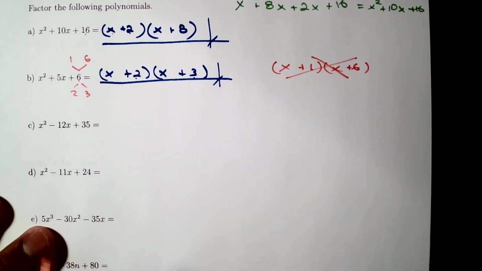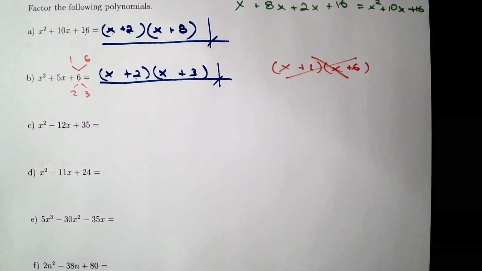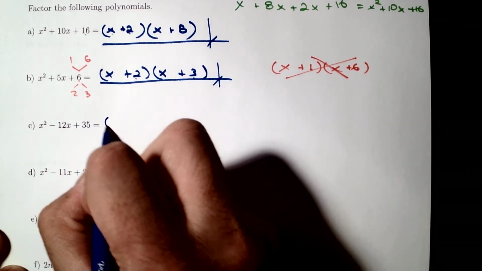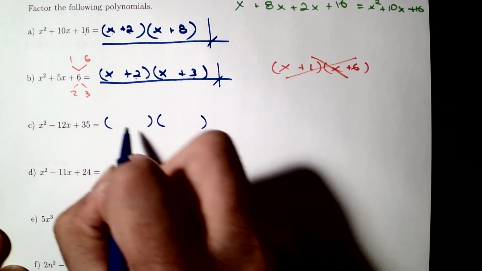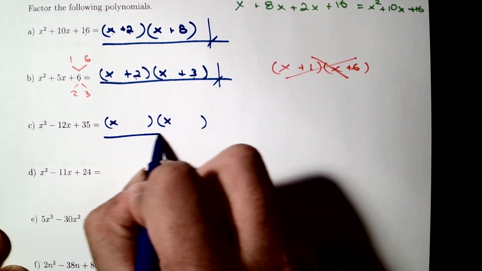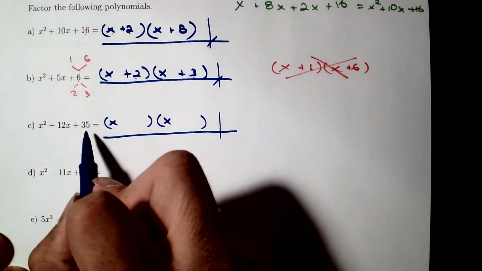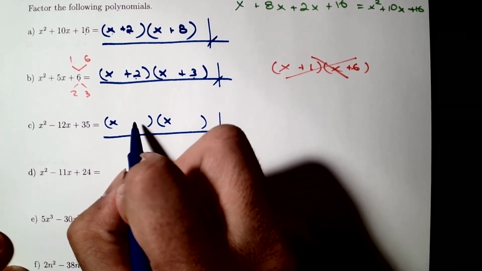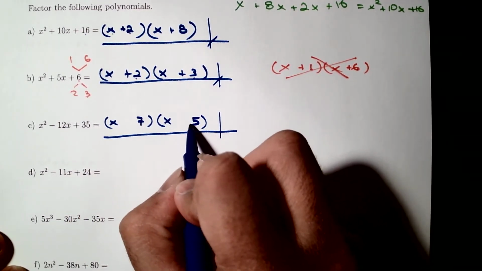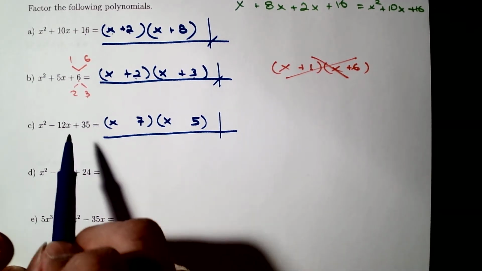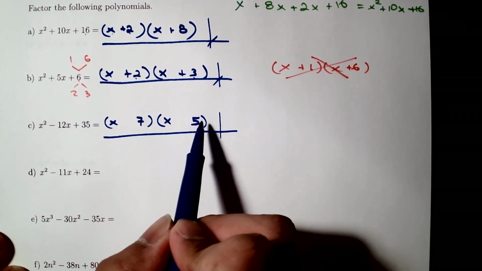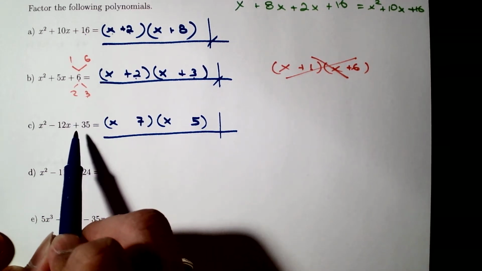Let's do, in this case, one with negative numbers. That's where it's going to get more interesting. So let's see what we get. Double bubble, x, x. Factors of 35 that add up to negative 12. Well, 35 is going to give us 7 and 5 as factors, but notice that the product of 7 and 5 has to be a positive number.